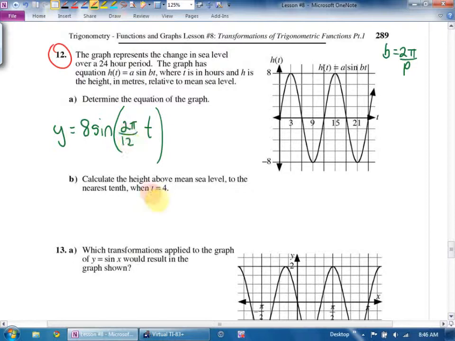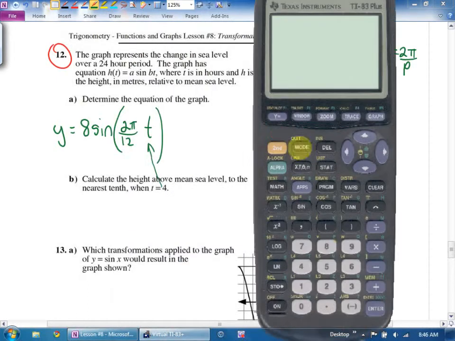But I'm less interested in A. For part B then, here's what I'm going to do. I'm going to go to my calculator and I'm going to put a 4 in for t. That's why I said I had to get my calculator out. I'm going to go like this, 8 sine. Oh, it opened the bracket for me quite conveniently. 2 pi times 4 and then divided by 12 because there's a 12 in the bottom. That actually tells you how high the tide is. How high the sea level is. 6.9 meters to the nearest tenth.